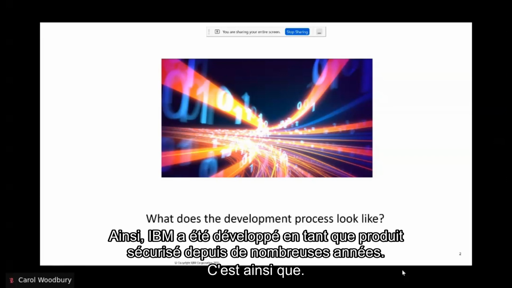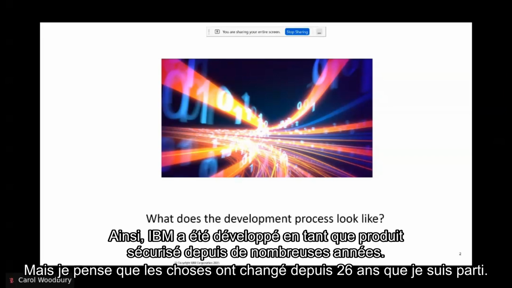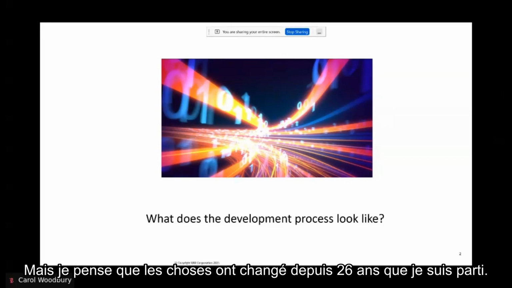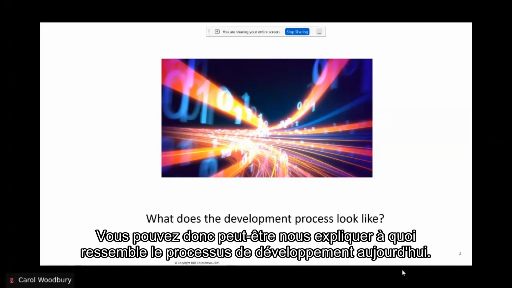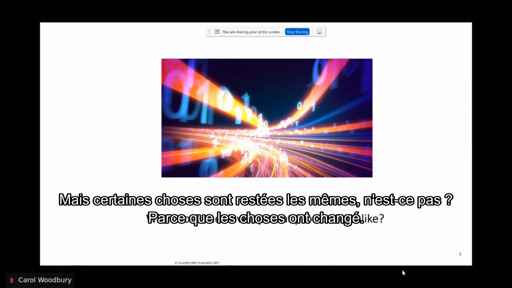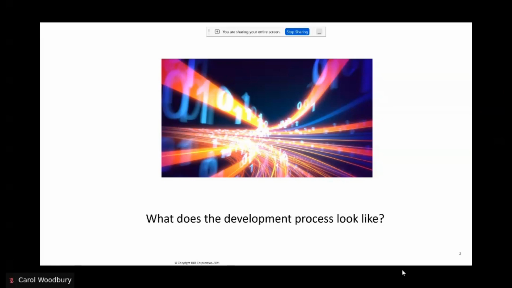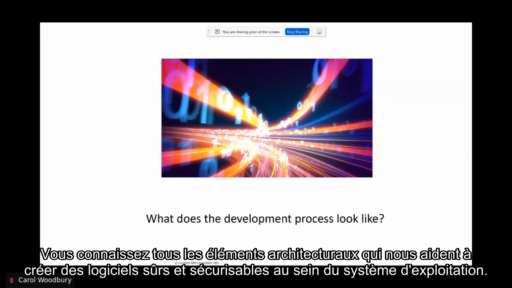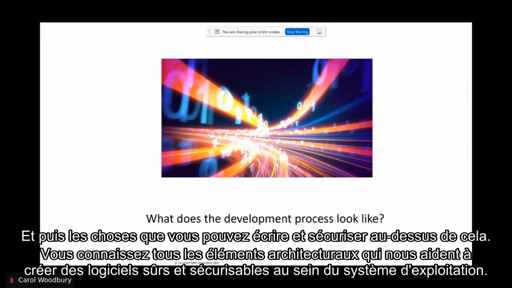But I kind of think that things might have changed in the 26 years since I've been gone. So maybe you can explain what the development process looks like today. Sure. Because things have changed, but some things have remained the same, right? You're all aware of the architectural elements that help us to create secure and securable software within the operating system, and then the stuff that you guys can write and secure on top of that, right?